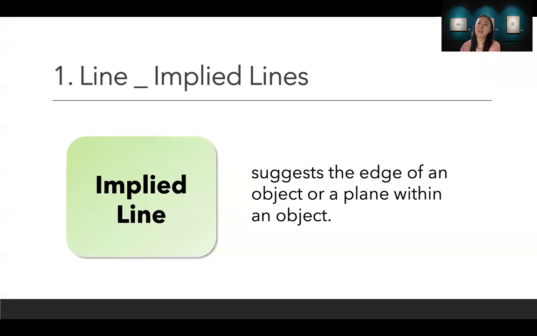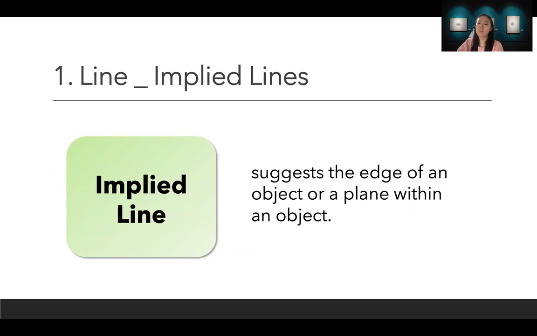And there is an implied line, which is another word for contour line. An implied line is defined as a line that suggests the edge of an object or a plane within an object. The line may be broken by intermittent marks. It may be defined by value, color, or texture, or it may not be visual at all. With any implied line, our brain interprets that the line must exist. That is a powerful tool that any artist can use.